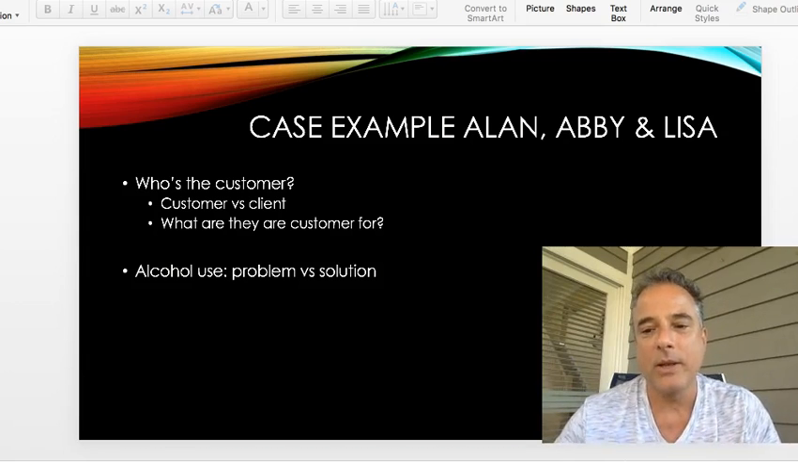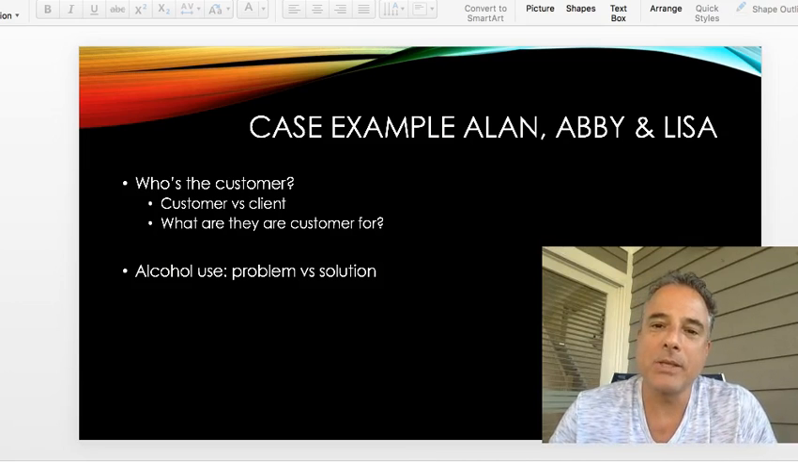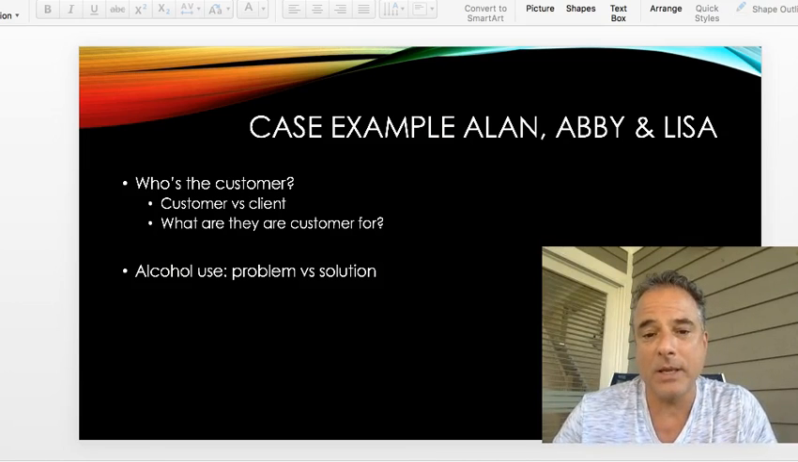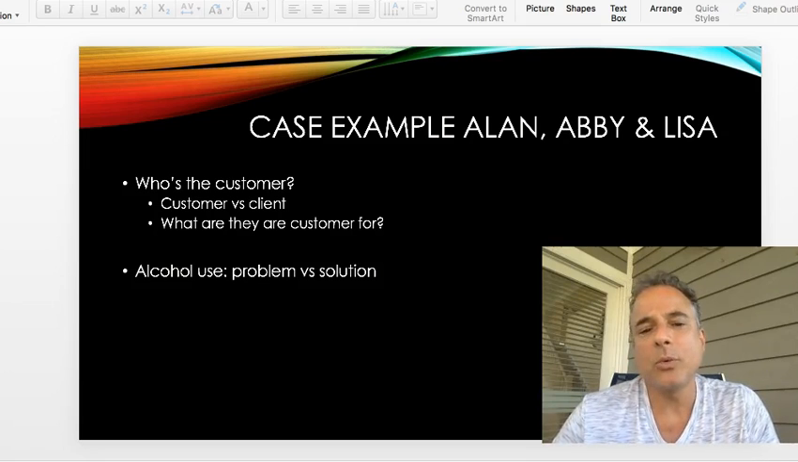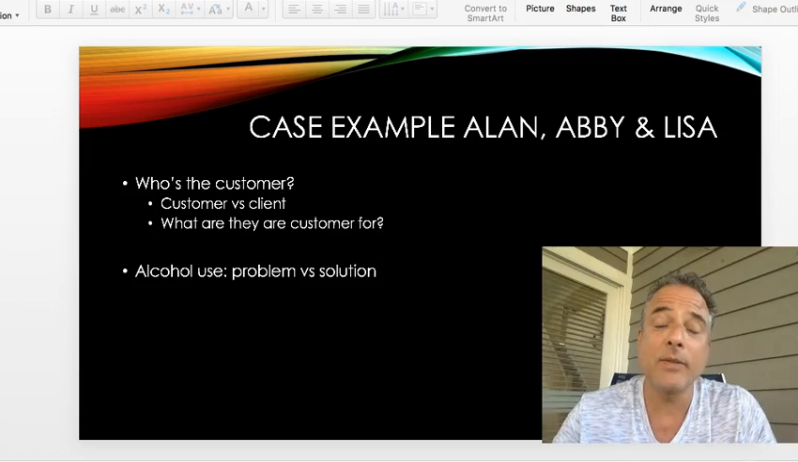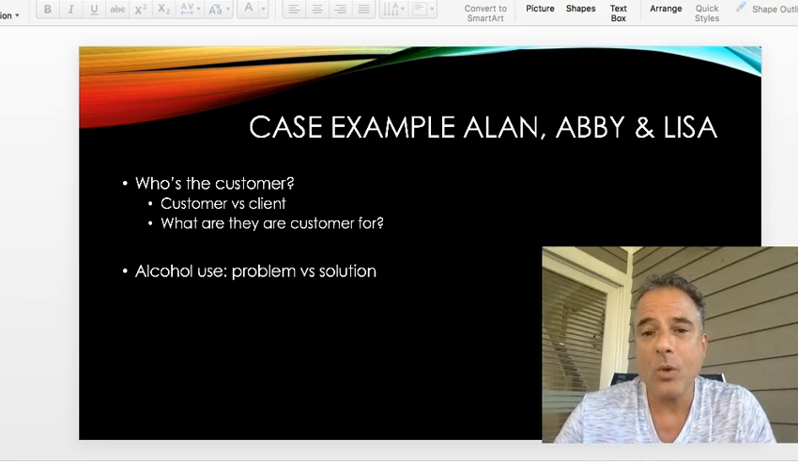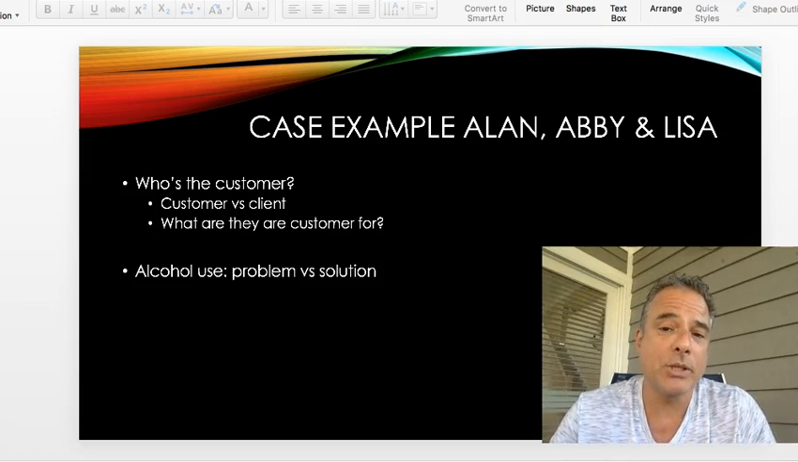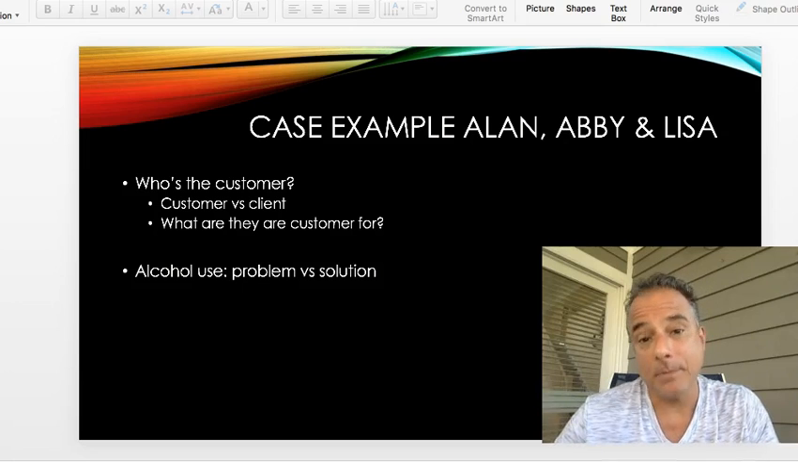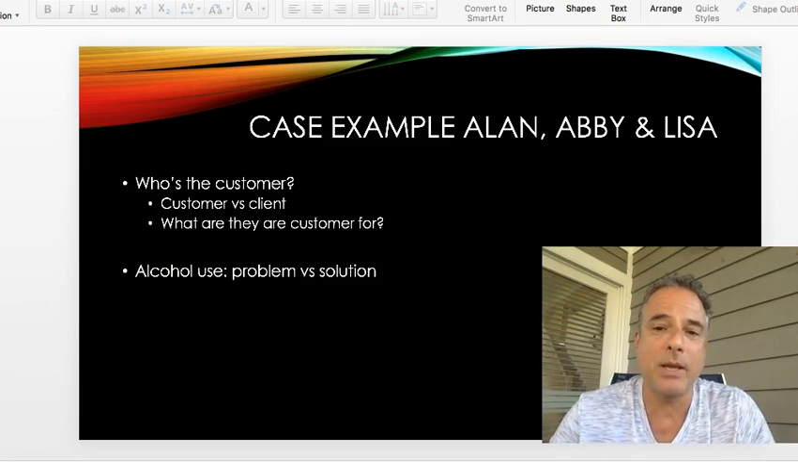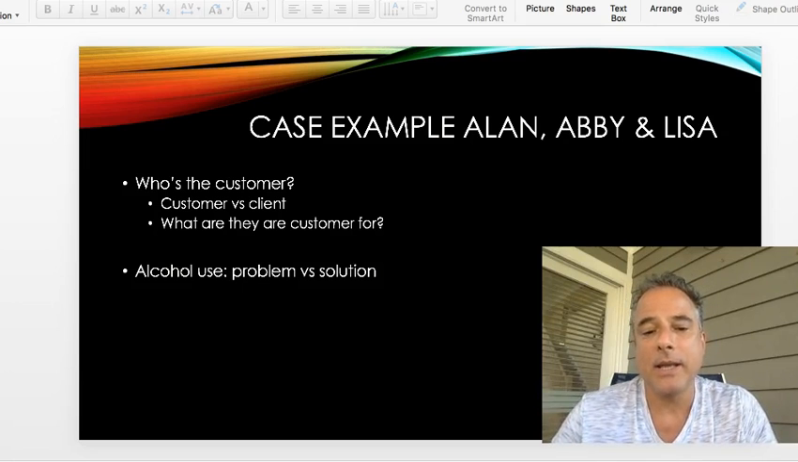And I had that question in this case because Lisa was an adult child and she was invested in her parents coming in for therapy. But I wasn't sure to what degree the parents were invested. And if they were invested in coming in, what were they customers for? Were they customers for the same thing that Lisa was a customer for? Or possibly were they interested in change for the other person or change for themselves in some way that really wasn't outlined in the case study?